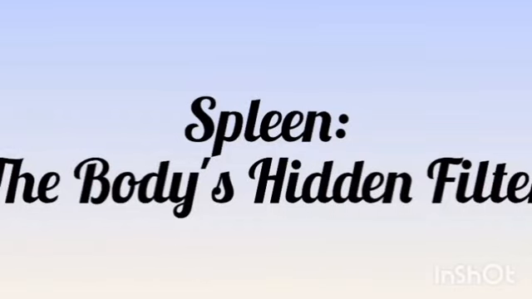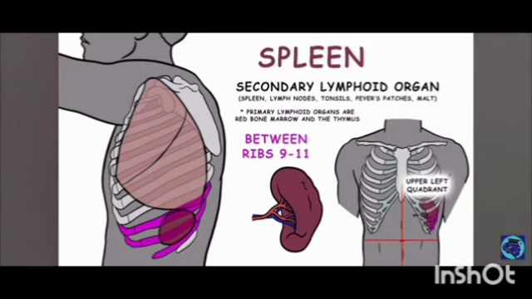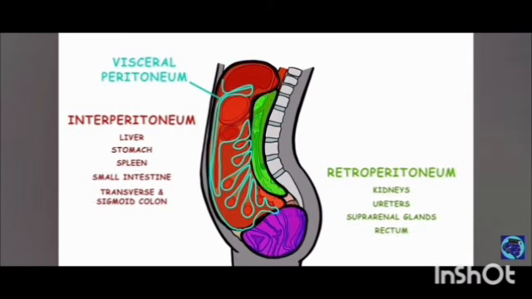Spleen, the body's hidden filter. The spleen is a secondary lymphoid organ in the upper left quadrant of the abdomen between the 9th and 11th ribs. It is an intraperitoneal organ enveloped by the visceral peritoneum except at the splenic hilum.